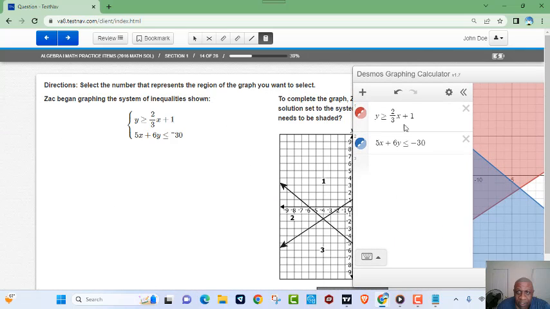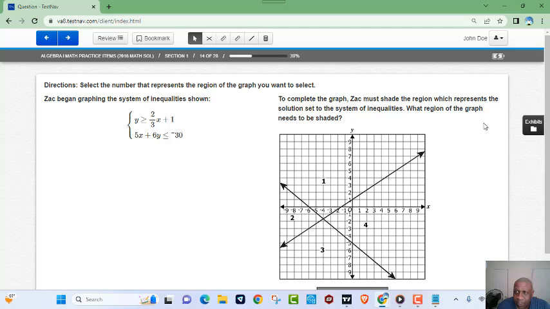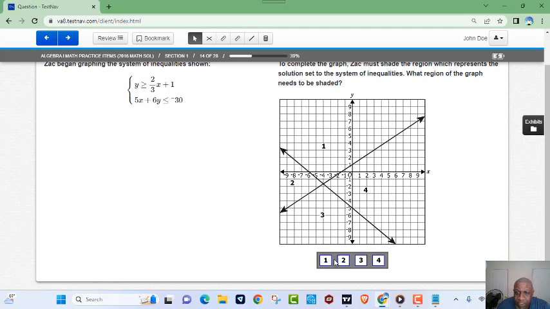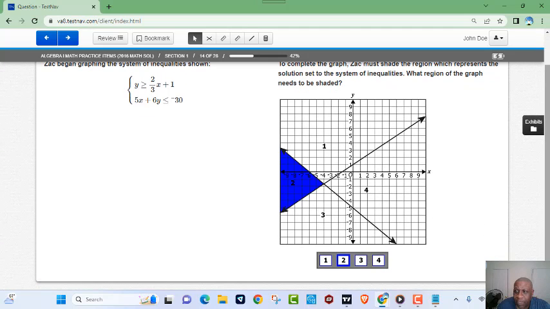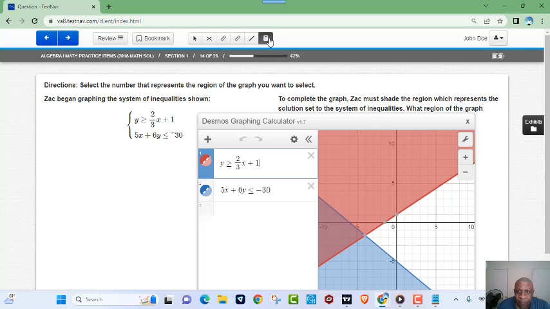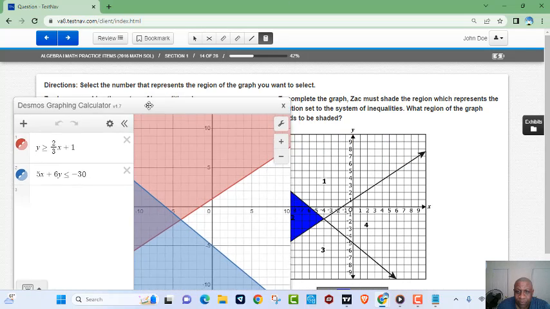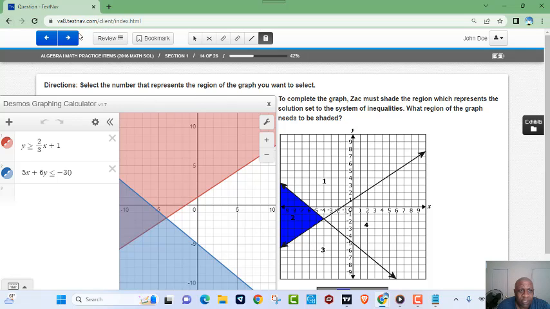Let me move this out of the way here. Yep, section 2, right there. That's what we saw on the graph. Yep, section 2. All right, let's look at the next question.